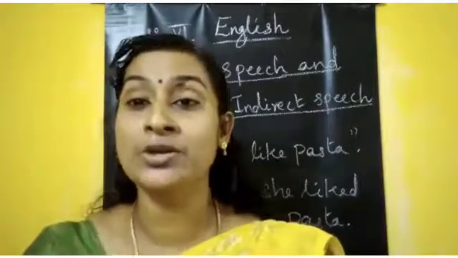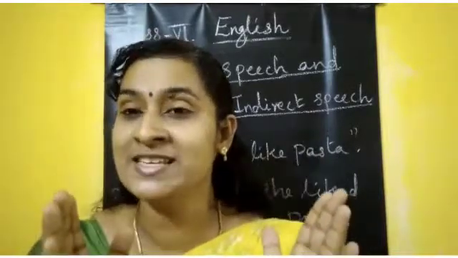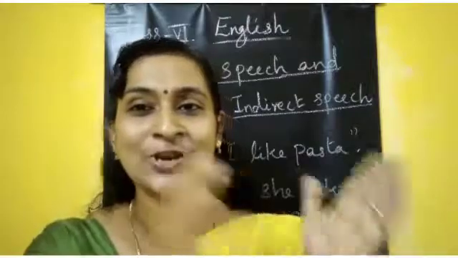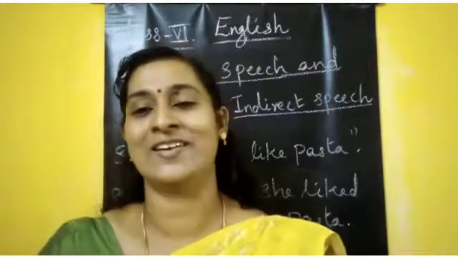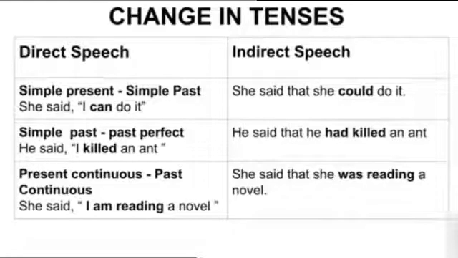Now, we are moving to the tense changes when we convert direct into indirect. Let's see that. First one, simple present changes to simple past. Example, she said, "I can do it." That's in direct speech. When we change direct into indirect, it changes to: she said that she could do it. So you can see can changes into could.